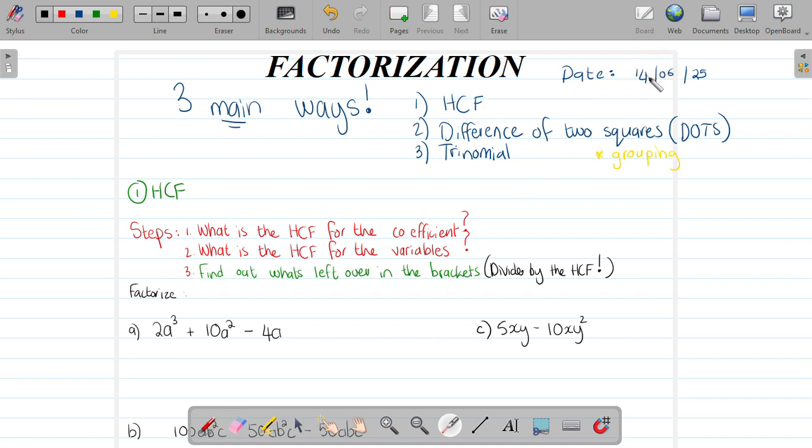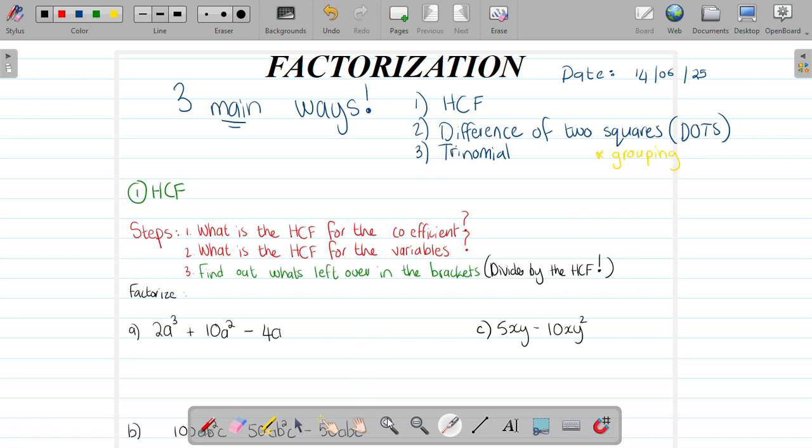What we are doing today, have a look here. It's the 14th of June, so this is the day that I'm recording it. So hopefully I'll be able to help some of you guys with your factorization. We're just going to have a look at three main ways. I'm going to try and emphasize the basics on how to do the three main ways of factorizing, namely highest common factor, HCF, difference of two squares, and the trinomial method. Obviously, there's grouping methods and there are more as well. But for now, we are just going to look at these first three. I'm going to make other videos for the other two.